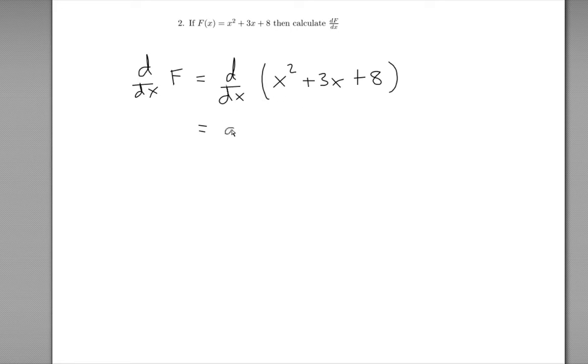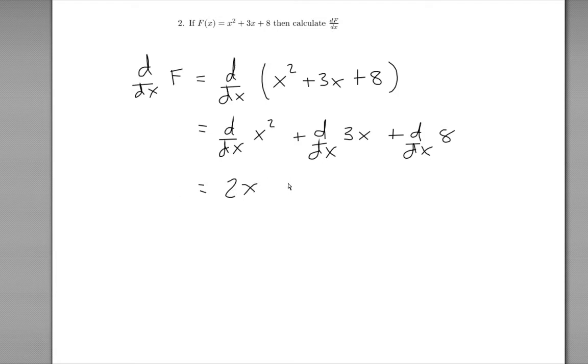So we can actually write this as the derivative with respect to x of x squared plus the derivative with respect to x of 3x plus the derivative with respect to x of 8. Okay, and now we have a formula for this first one. The derivative with respect to x of x to the power of something is you bring down the number that is in the exponent. So this becomes 2x, and then we subtract 1 from the exponent. 2 minus 1 is just 1, so we can just leave this as 2 times x.